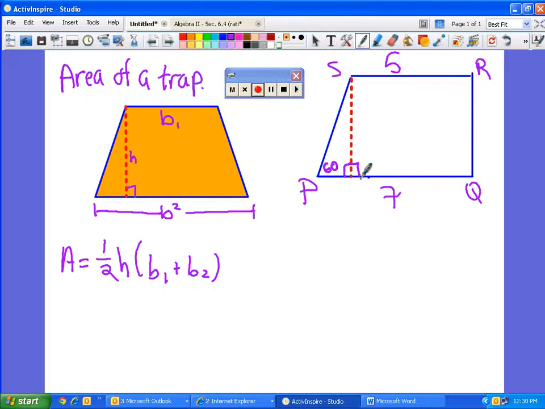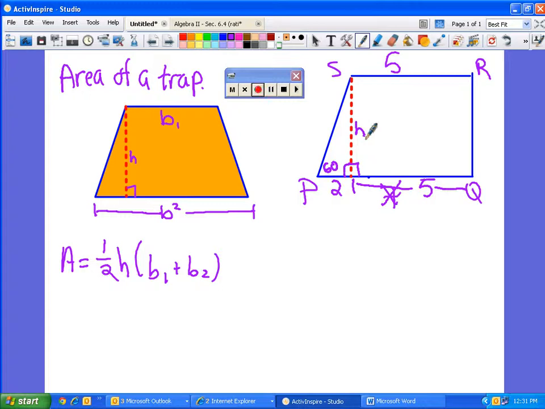That's right. Now, if the whole base is 7, how do I know how much from the red dotted line to the end is? It's 5. How did you know that? So this part is 5, and the other part is 2. Yeah. And that's my height.